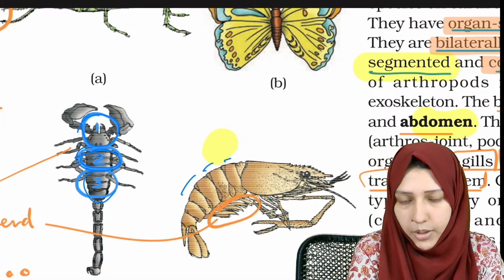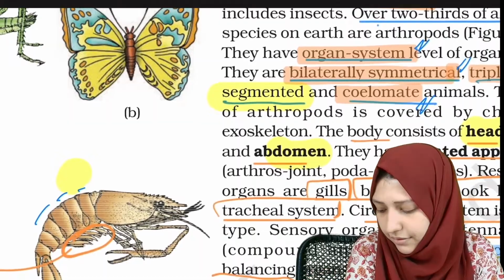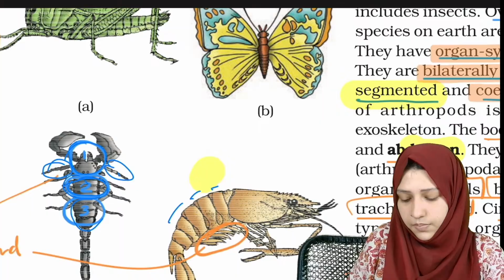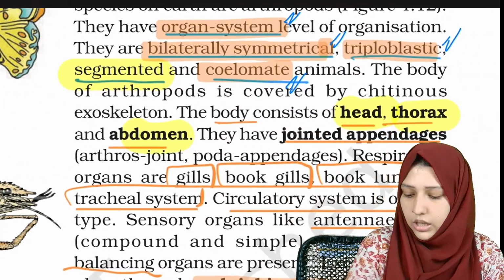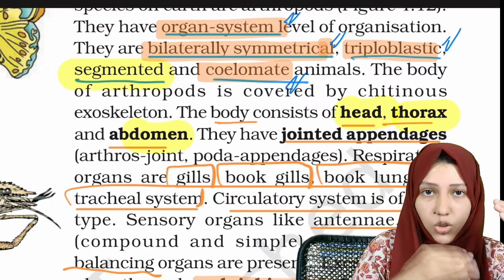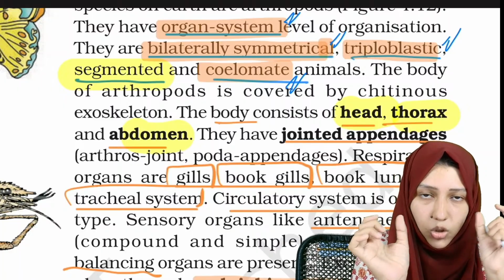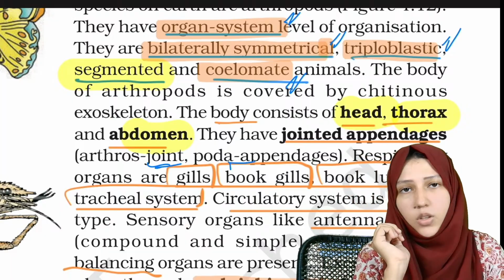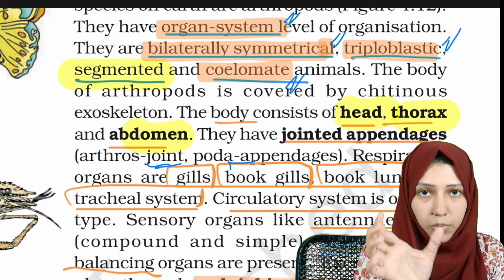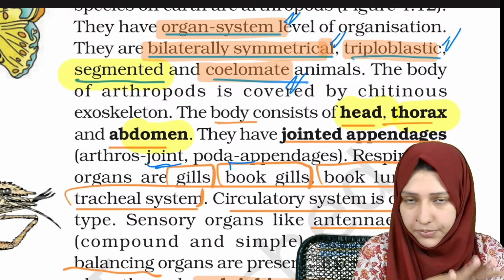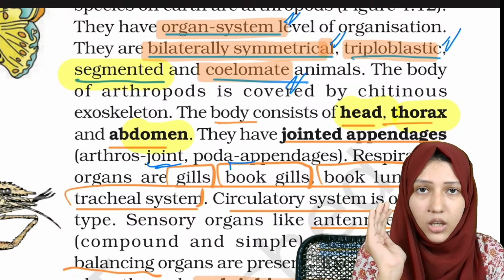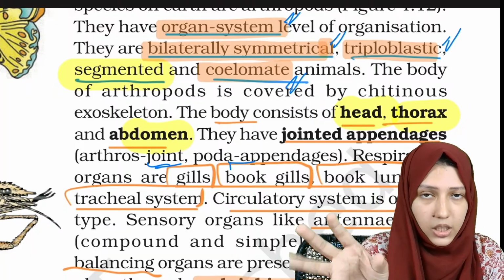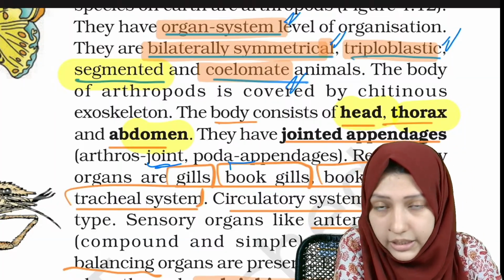And they also have jointed appendages. These are the appendages. Just because they have jointed appendages, they are known as arthropoda. Arthros means joint and poda is appendage. And what was parapodia? Parapodia was lateral appendages. Clear? Parapodia is present in annelida, and jointed appendages are present in arthropoda.